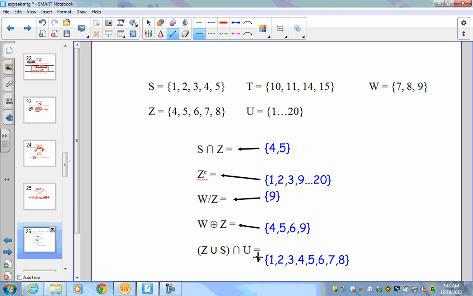This last answer, or this last question here, is actually a multi-step problem. And so in order to figure out the multi-step problem, you've got to do the parentheses first, the union between Z and S, and then you figure out what is shared between all that in the universe. So it's a multi-step problem. So hopefully you got that.